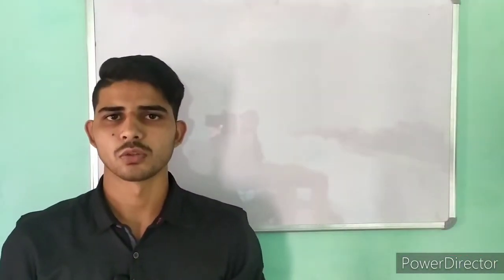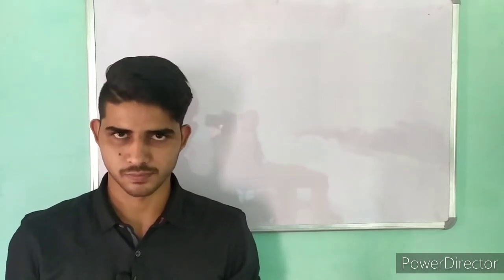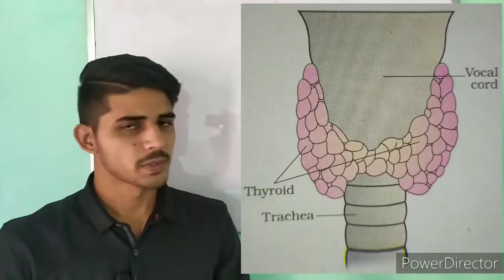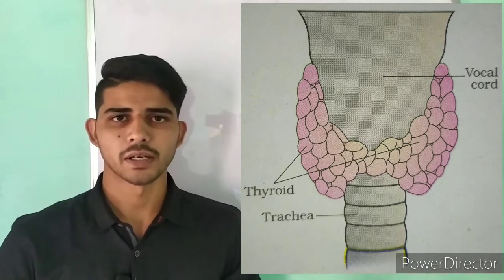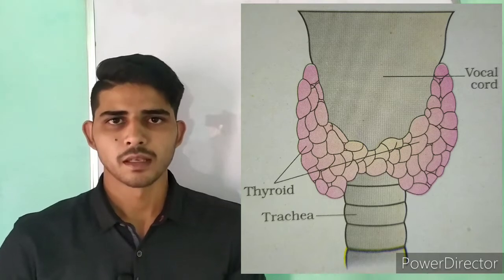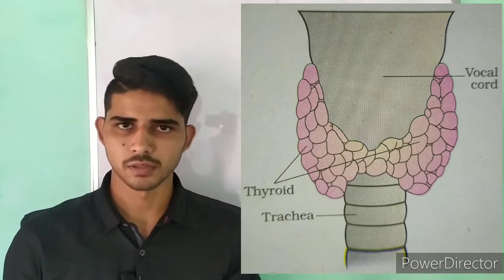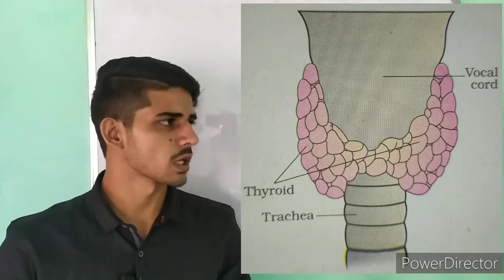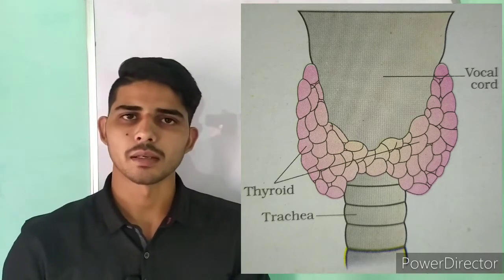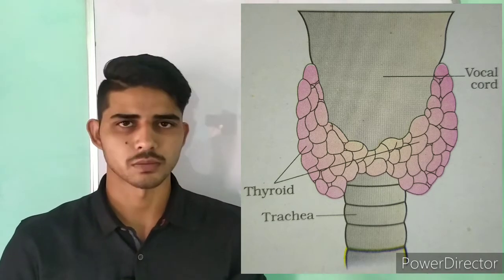Hello everyone, today we are going to discuss the thyroid and the parathyroid gland of the endocrine system. As shown in this picture, this is the thyroid gland. The thyroid gland is the largest endocrine gland of the body. It is composed of two lobes which are present on either side of the trachea, and both the lobes are interconnected by a flap of tissue called the isthmus, as shown in this picture.